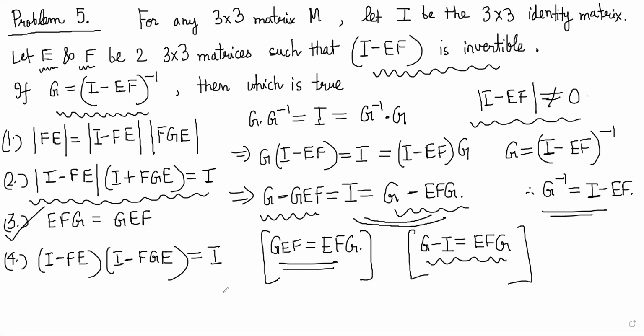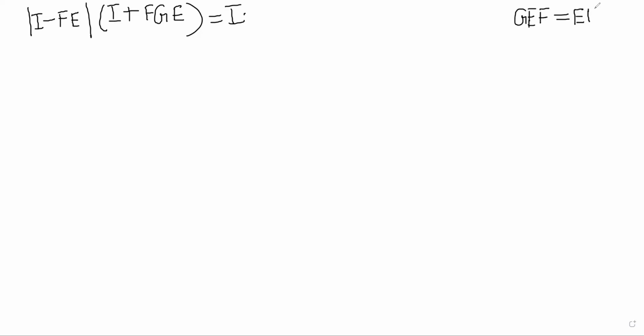So just follow along. What I have to check is det of I minus FE multiplied by I plus FGE is equal to I. And what have I figured out so far? I figured out that GEF is equal to EFG, and also that G minus I is equal to EFG. This comes from the equality that we saw earlier.